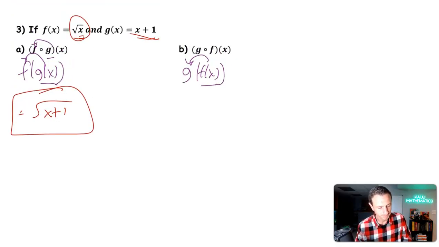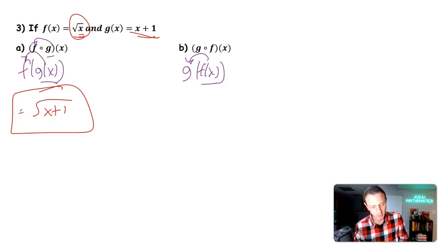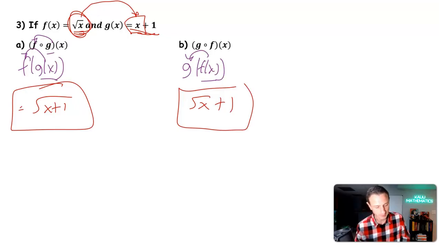Yeah. And then g of f of x, I'm taking f of x, plugging into g. Wherever I see an x in g, I'm replacing it with the square root of x. So now the square root of x is going to go here. So that's going to be the square root of x plus 1. Nothing else to do there.